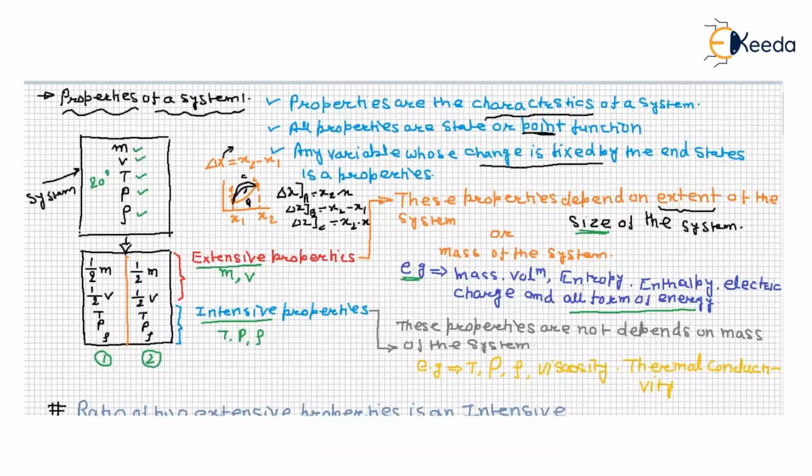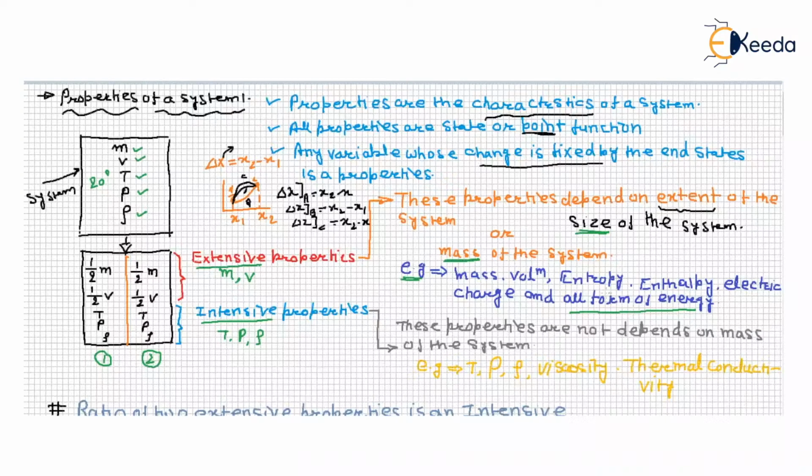because charge has a mass which depends upon the mass of the system. Volume also depends upon the mass of the system. Entropy also depends upon the mass of the system. Enthalpy also depends upon the mass of the system. And electrical charge also has mass, right? So if mass is divided, the charge also will be divided, and energy also depends upon the mass of the system. That's why energy is categorized as an extensive property, right?